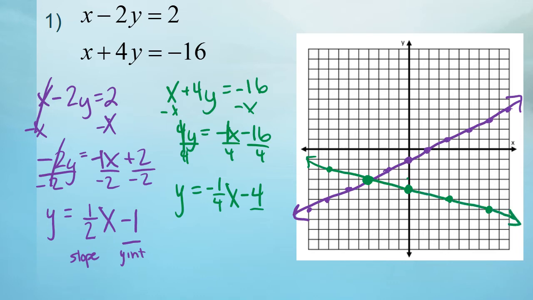And what we want to do is take that intersection point, and that becomes our final solution. So we went left 1, 2, 3, 4, so negative 4. We went down 1, 2, 3, so negative 3. That is the solution to our graph.